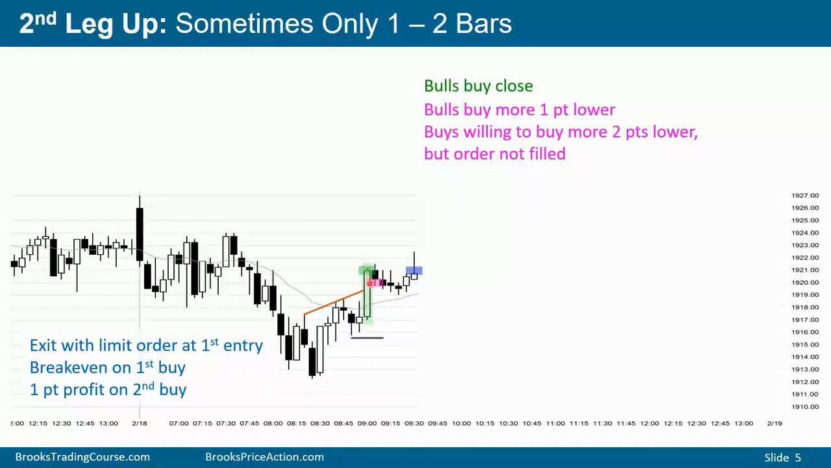He can buy more 1 point lower or at the low of this bar, betting against the reversal. And then he places a limit order to get out at his first entry price here, break even on his first buy, and then with a 1 point profit on his lower buy. He may have had a limit order to buy more, another point lower, or even another point below that, but those orders were not filled.